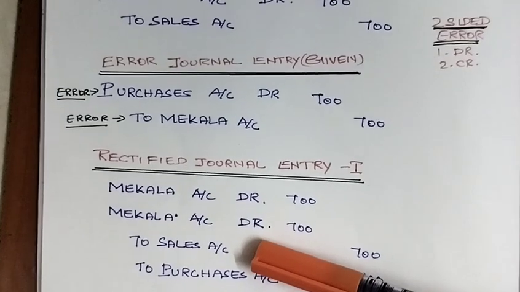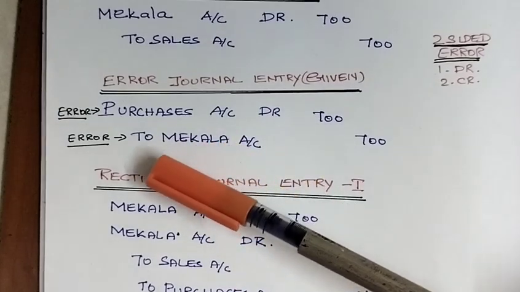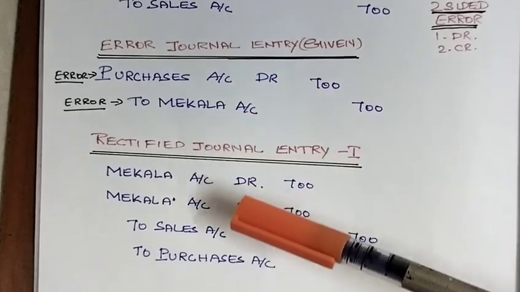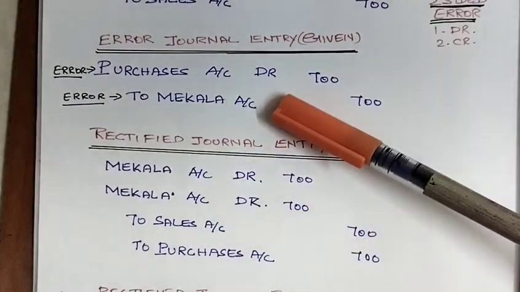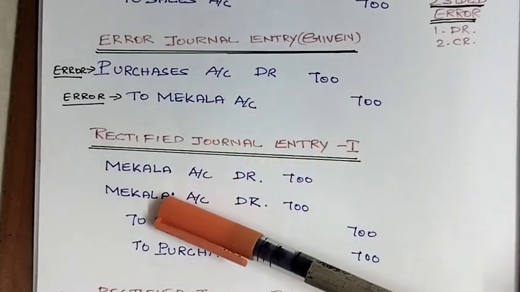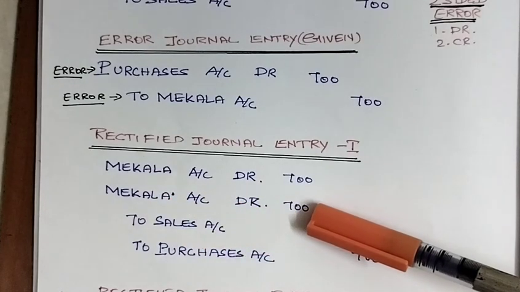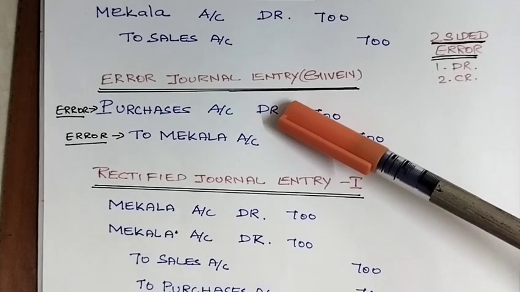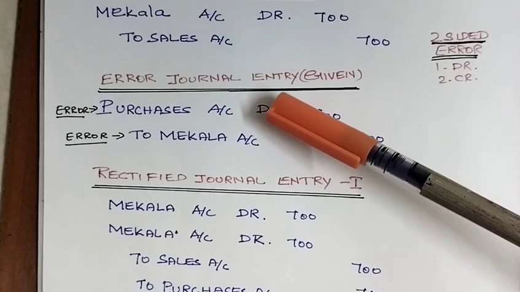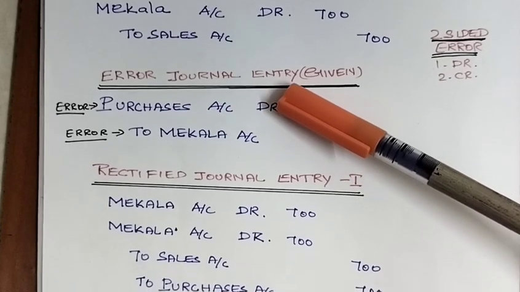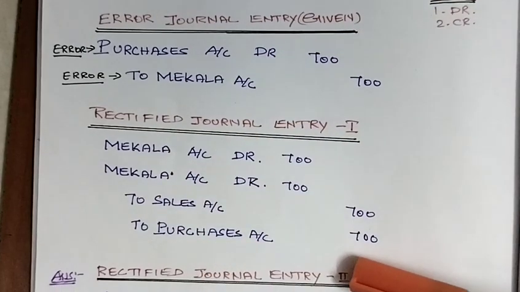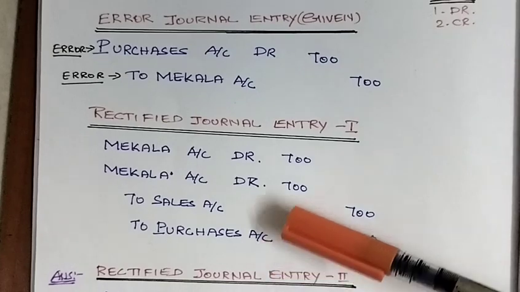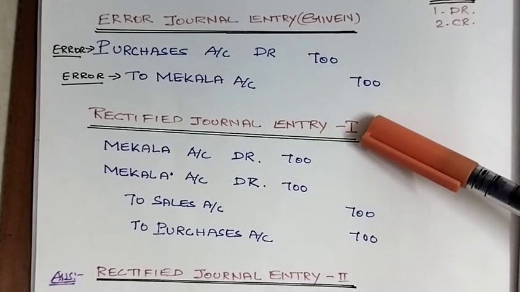Okay. Then the error account, Meghala account, is credited. You have to rectify this account only, so you have to debit it. Meghala account debit. Then the purchases account is debited. To rectify it, you have to credit the purchases account. So to purchases account 700 rupees, you credit the purchases account. Okay, this is the first method.